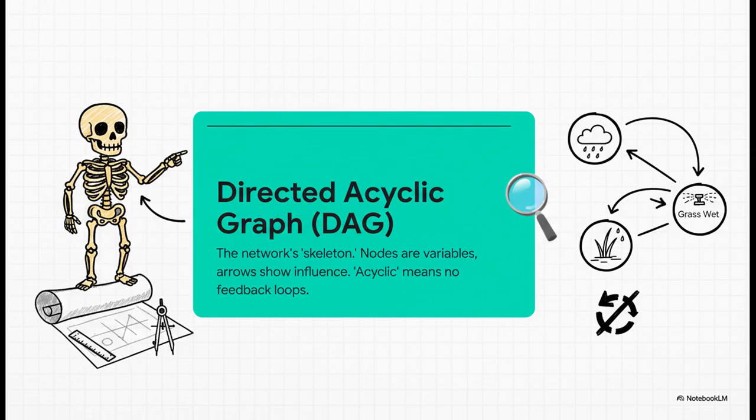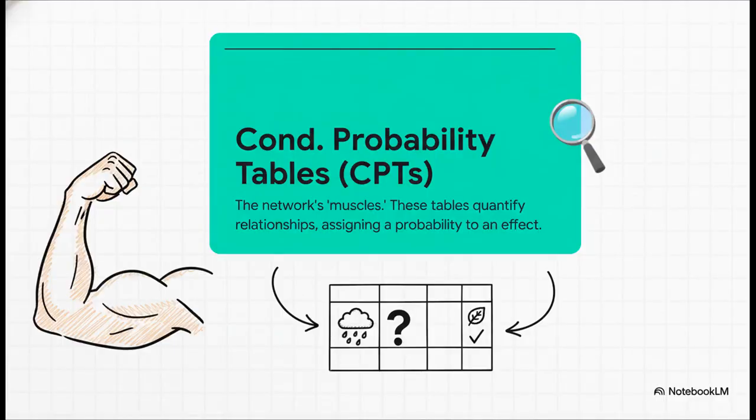Simple as that. Now, if the DAG is the skeleton, then the conditional probability tables, or CPTs, are the muscles. This is where we start attaching hard numbers to all those arrows. For every single node, a CPT answers the most important question. Okay, given its causes, how likely is this effect? So for example, a table might tell you there's a 90% chance the grass is wet if it's raining. This is where the network gets all its predictive juice.